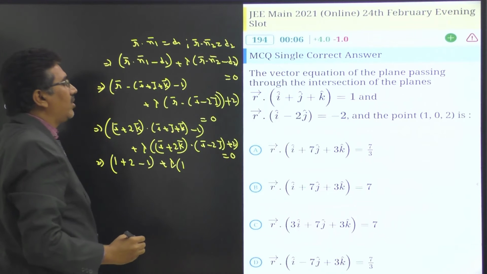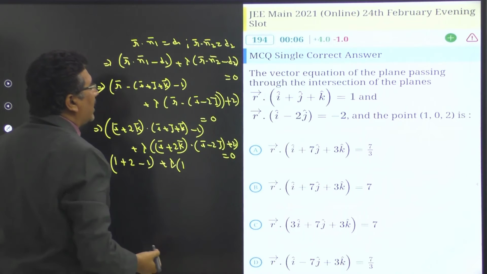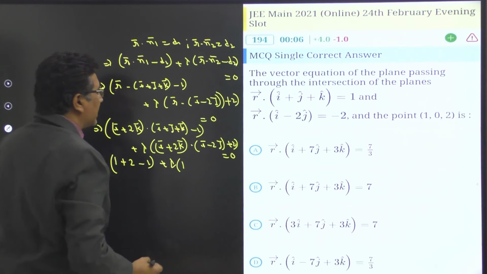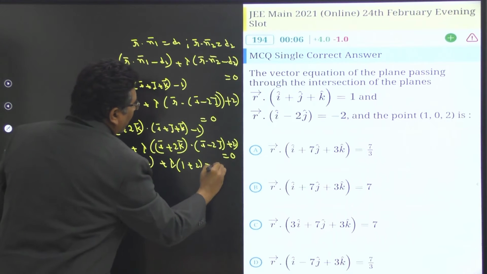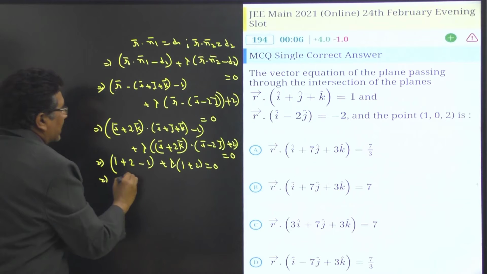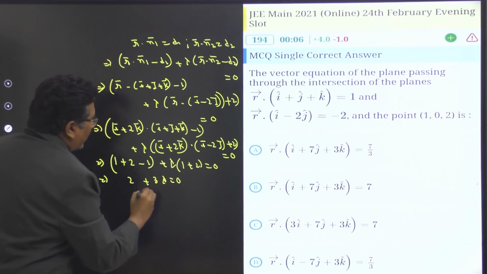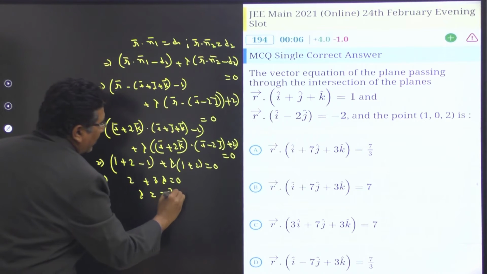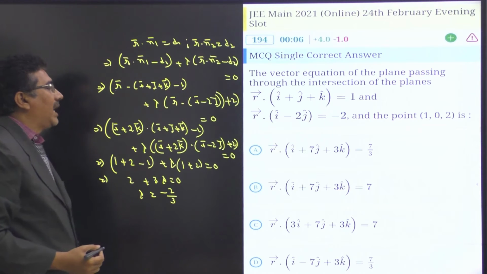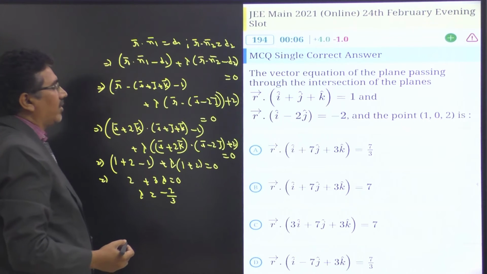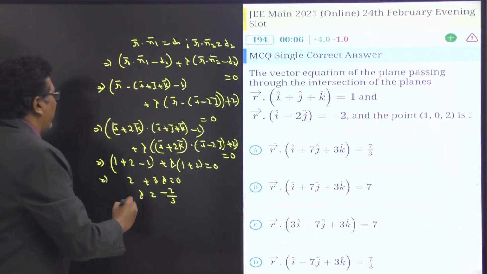Here there is no j bar term, right? This is k bar, but k bar is not present in this. So lambda into 1 plus 2, that is equal to 0. 1 gets cancelled. 2 plus 3 lambda is equal to 0. Lambda is equal to minus 2 by 3. Substitute the value of lambda in the given equation.